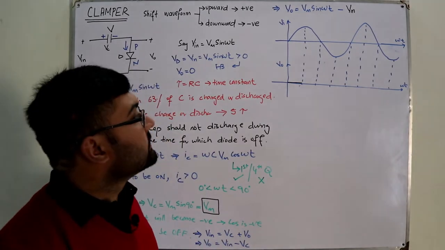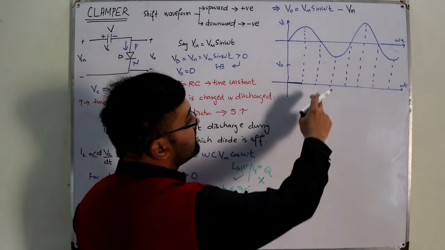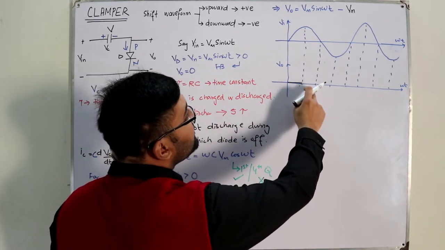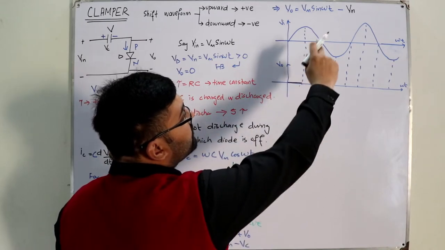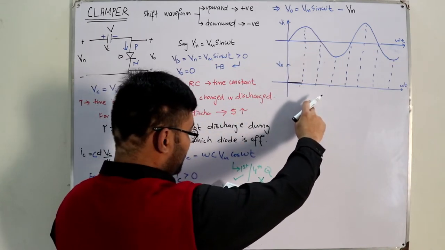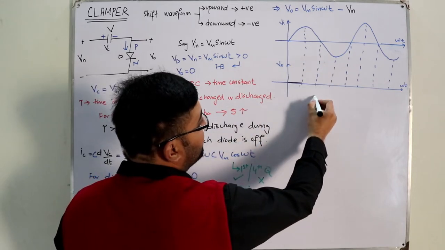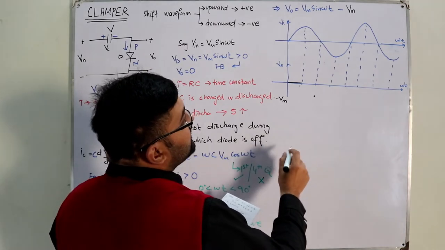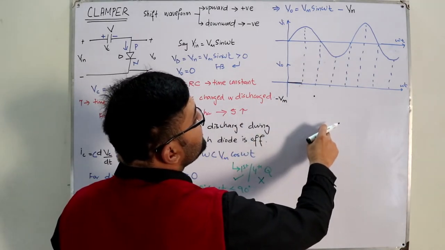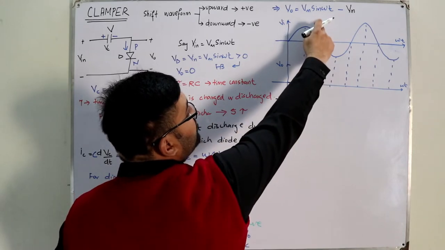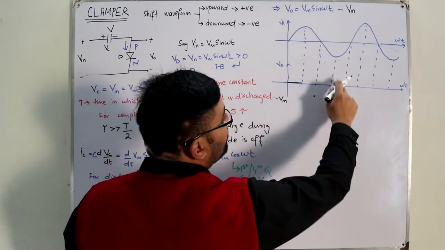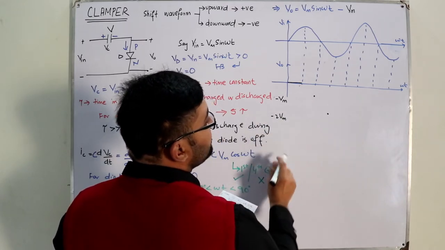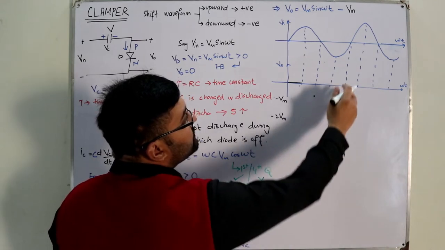Fine? Then this is not 0, this is 180 degrees. So sine of 180 would be 0, which means over here you would have a minus Vm. Minus Vm value. Right? Then over here at 270 degrees, sine is minus 1. So minus Vm would give you a minus of 2 Vm. And similarly, this would repeat.